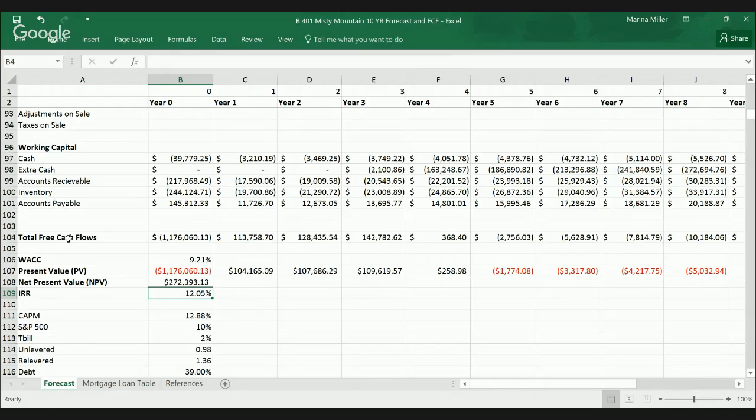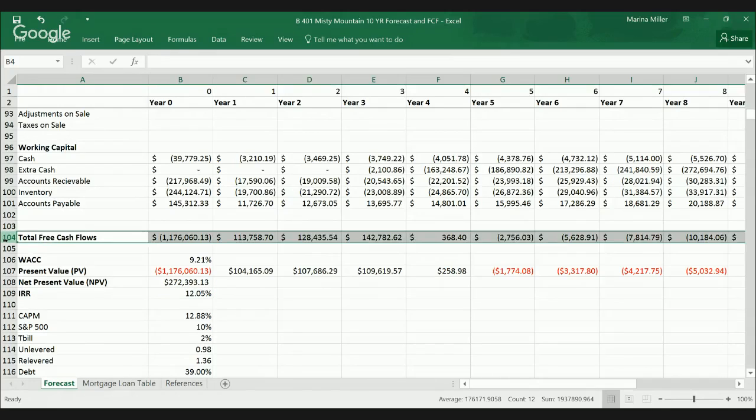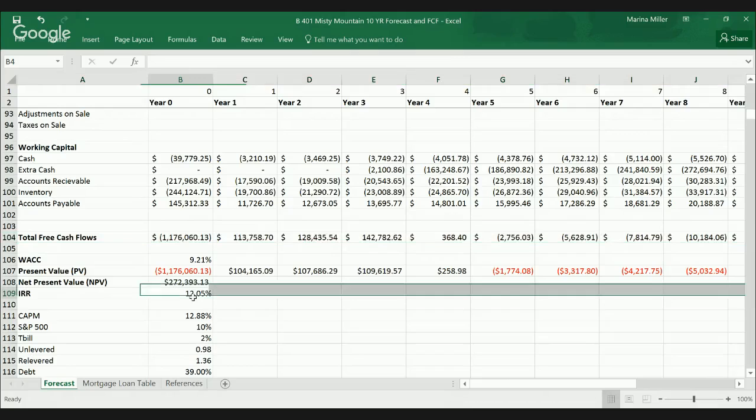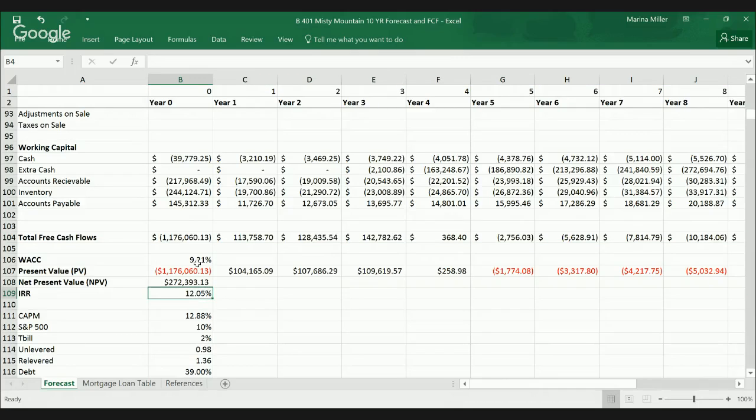From the total free cash flows, we figure out our IRR using the IRR formula, and it basically just calculates the total rate of return over all 10 years, which for our company is 12.05%. And that's the total free cash flows and the net present value and the IRR.